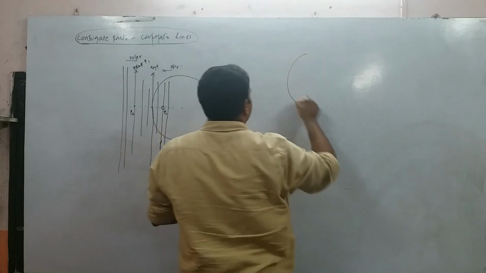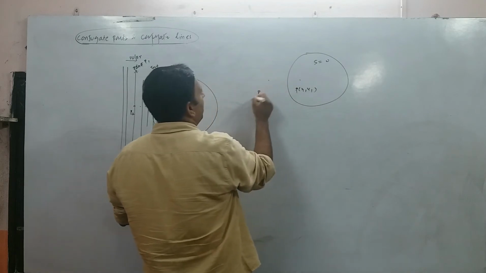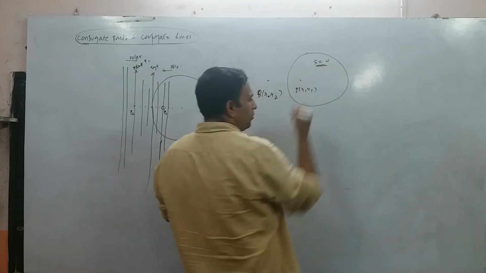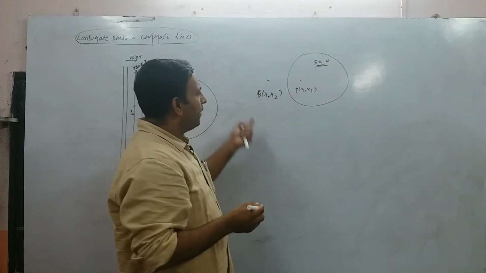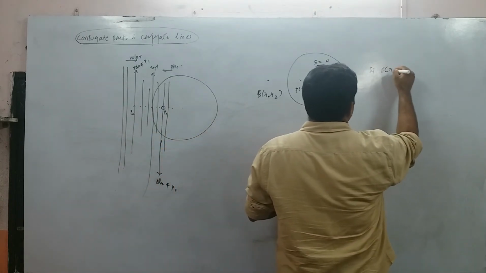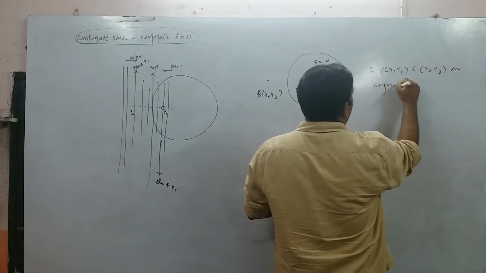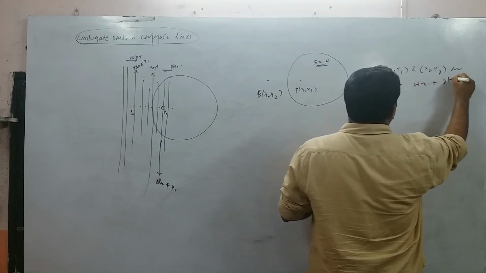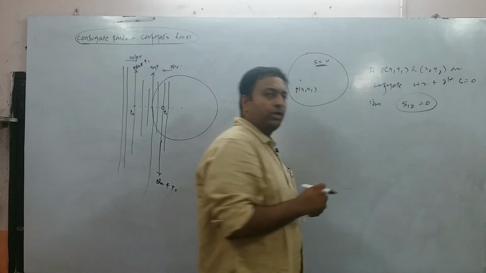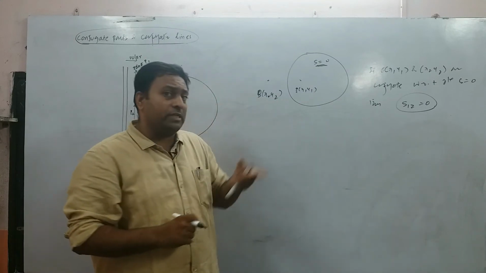Now it may so happen that there is a circle S is equal to 0, there is a point P (x1, y1) and there is a point Q (x2, y2), and I say that P and Q are conjugate points with respect to S is equal to 0. So what is the condition? If (x1, y1) and (x2, y2) are conjugate with respect to the circle S is equal to 0, then the condition is S12 is equal to 0.